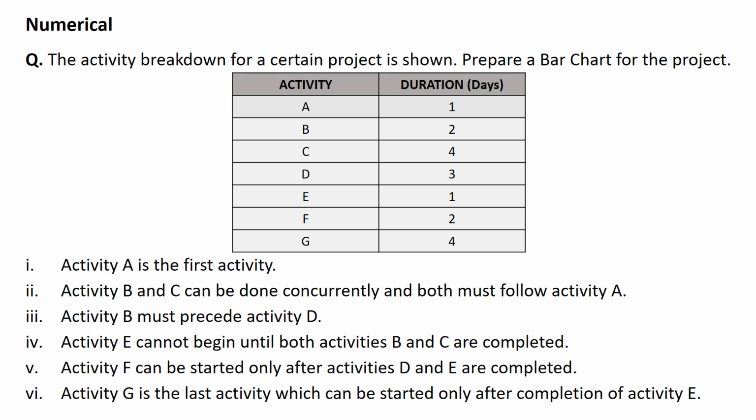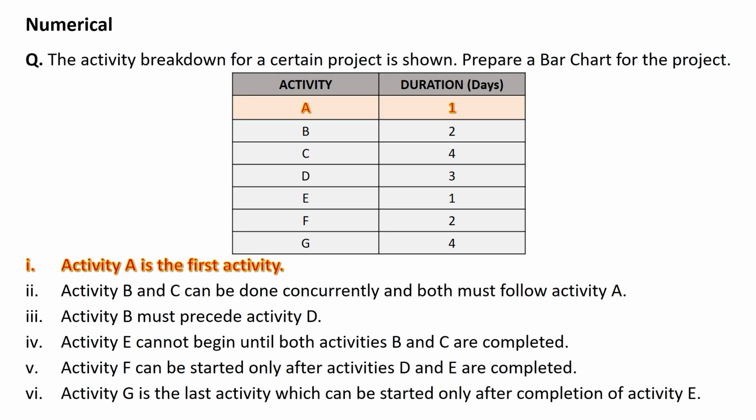Now we'll solve this particular problem using a Gantt chart and determine what will be the total duration of this project. Now we'll consider the very first relation given. Activity A is the first activity. So that is the relation that has been given. Now we have to see what is the duration of activity A.